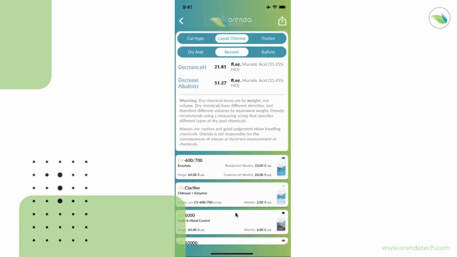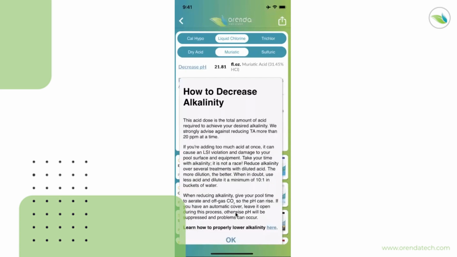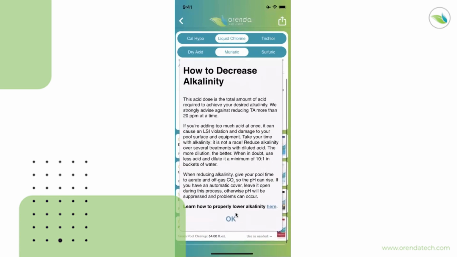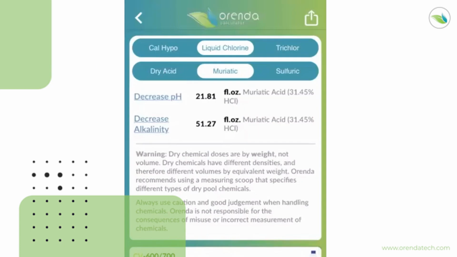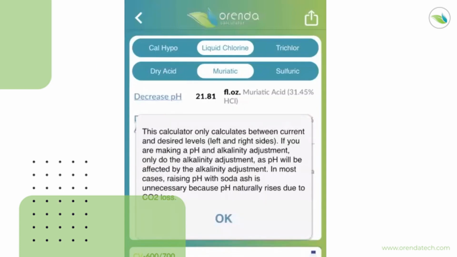So we added these hyperlinks. I'm going to touch decrease alkalinity, and a little note pops up. And we even have a help article at the very bottom to learn how to properly lower alkalinity. Read this help article, and it tells you to dilute your acid, etc. So anytime you're going through the Orenda app, look out for these hyperlinks. If there's a hyperlink there, we put it there for a reason. Take the time to read it. They're pretty short.